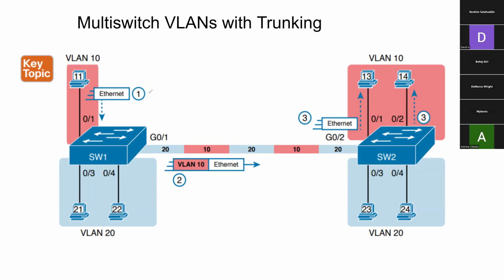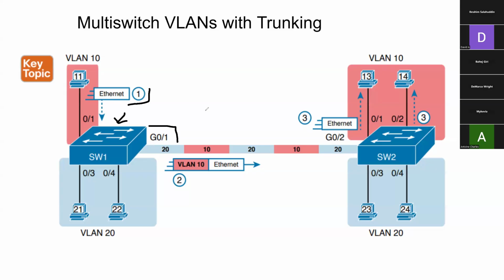PC 11 is going to send its Ethernet frame directly to the switch. And the switch says, okay, well, I don't have any other ports that are in VLAN 10. And let's just say it's destined for PC 13 or 14. So what it's going to do is send it over what's called a trunk. This is the trunk, Gig Ethernet 0/1. But let's remember what the trunk is doing, right? The trunk is carrying traffic for multiple VLANs.